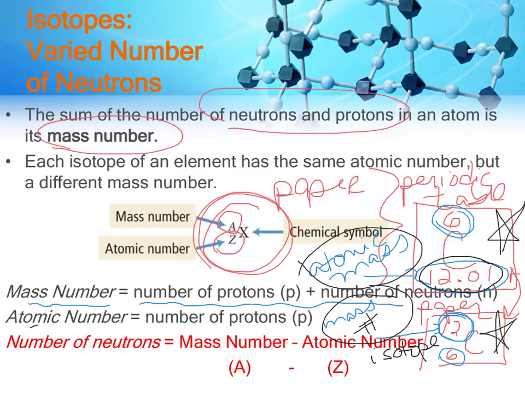The atomic number is the other thing you need to make sure that you understand. That's simply the number of protons. That's how the periodic table is arranged, by atomic number. And the atomic number is also what defines an element.